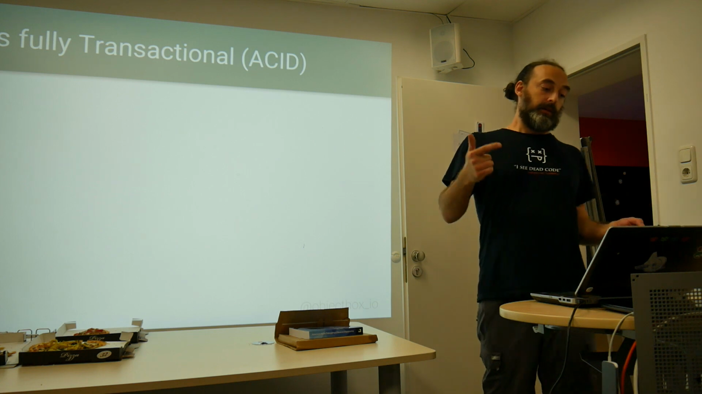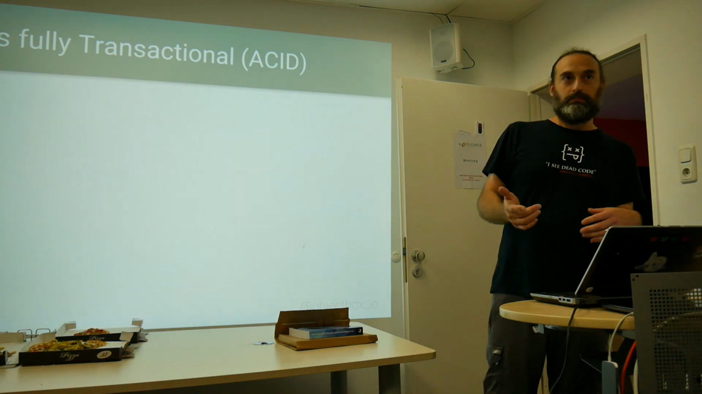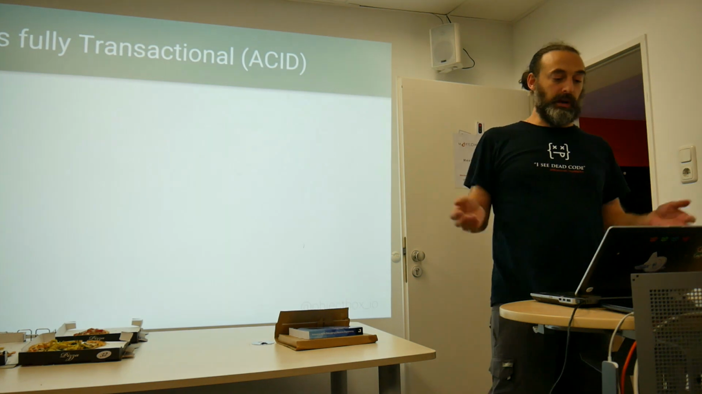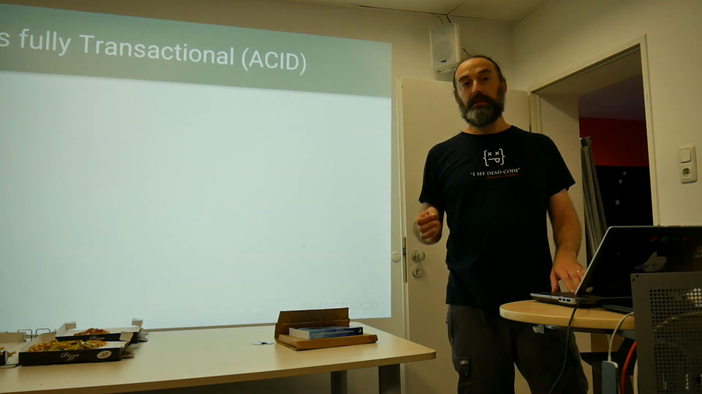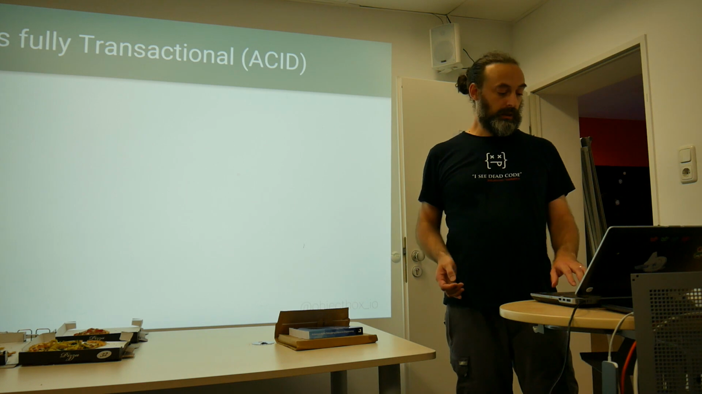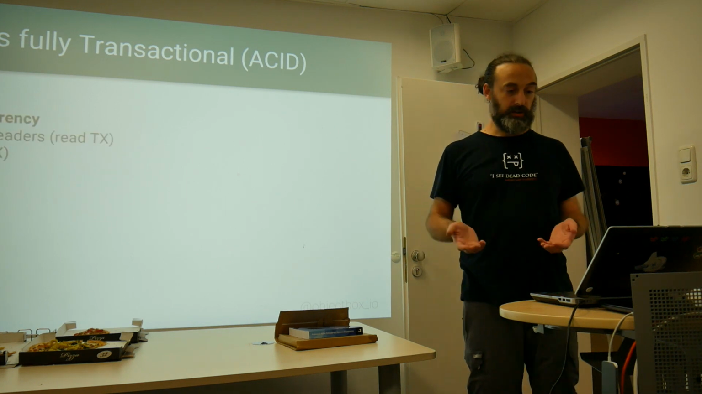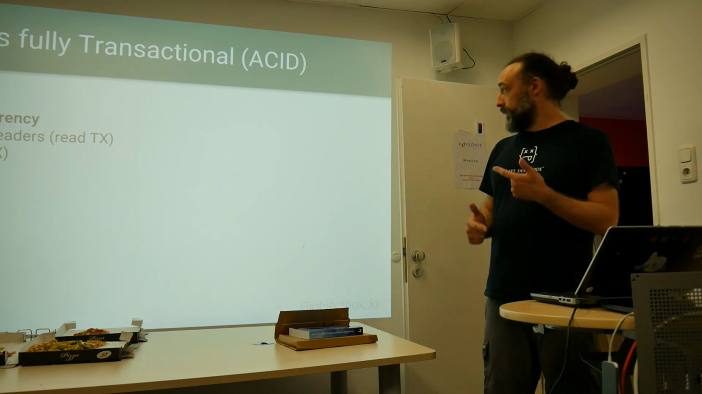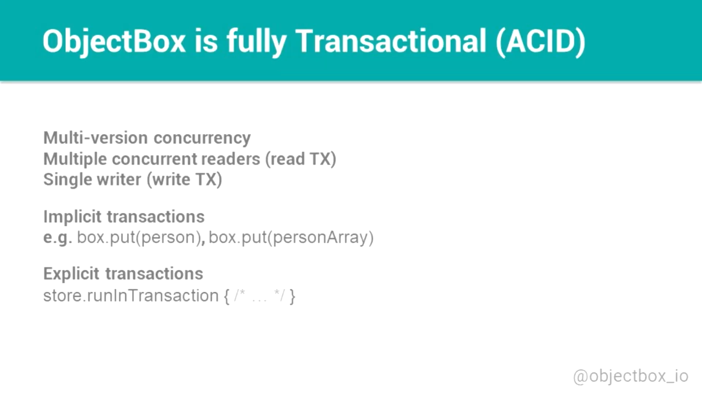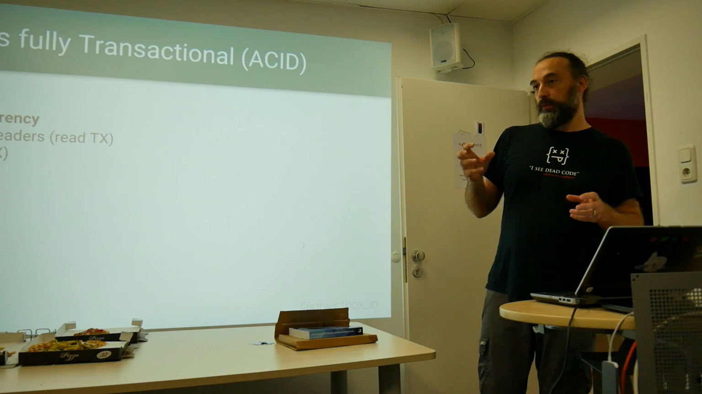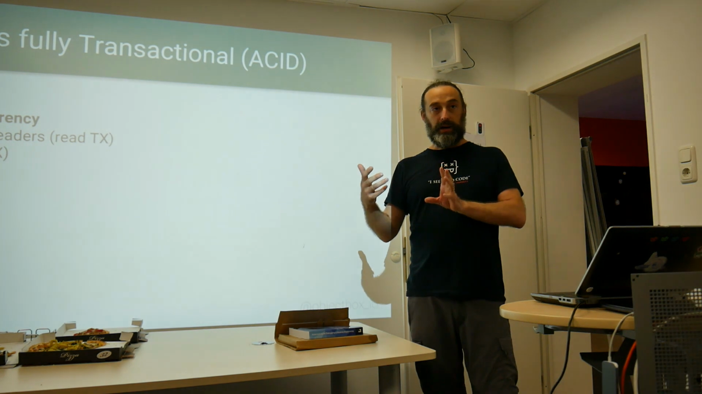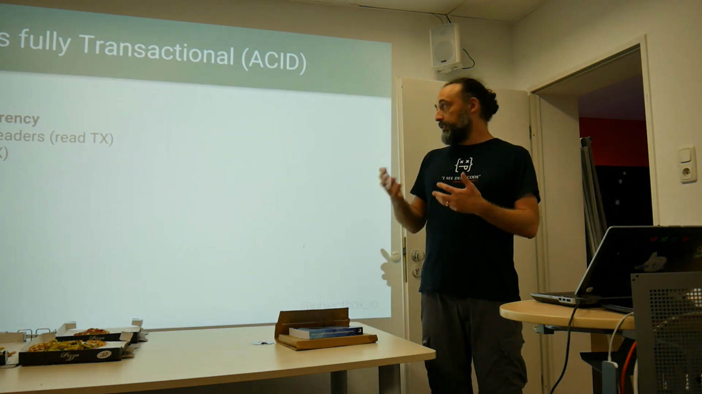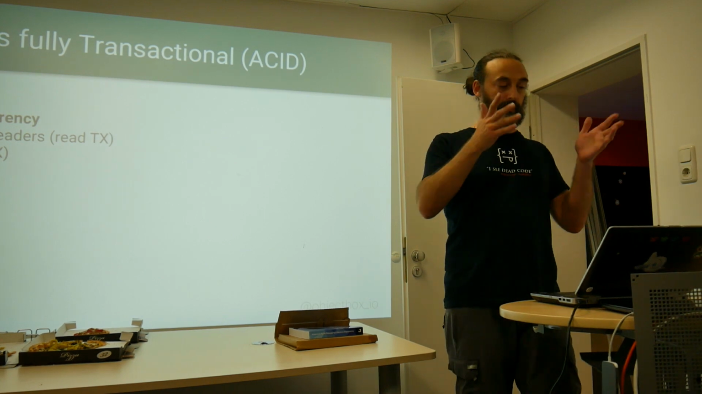So ObjectBox is pretty fast. A frequently asked question is, is it an in-memory cache or what is it? No, it's a real database which is transactional and has full ACID properties: atomic, consistent, isolated, durable. So how it's working internally, there's multi-version concurrency. This means that you can have multiple readers at the same time, they don't block each other, and you can have a single writer, a write transaction, and they never block each other. So it can just go on.